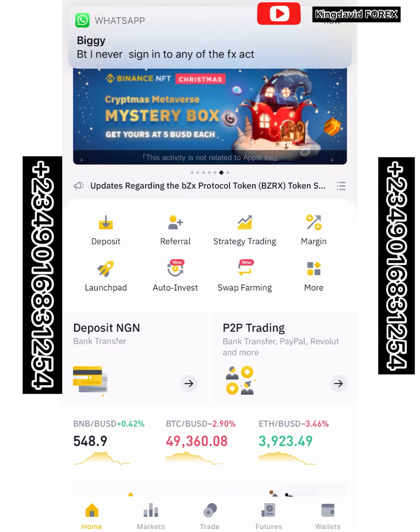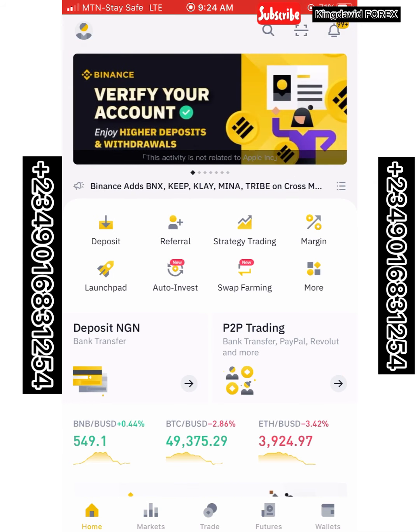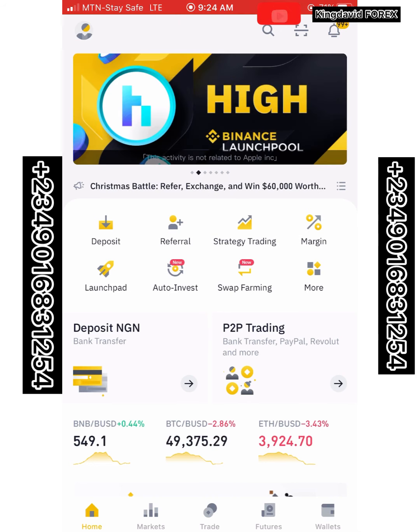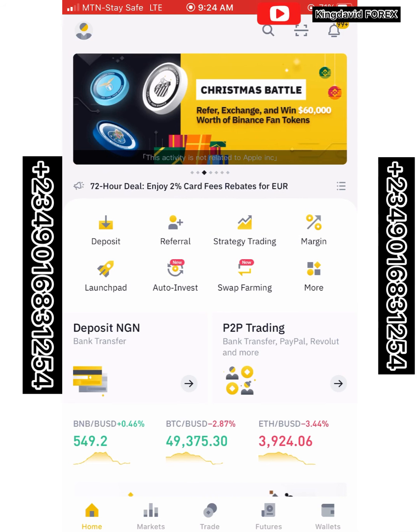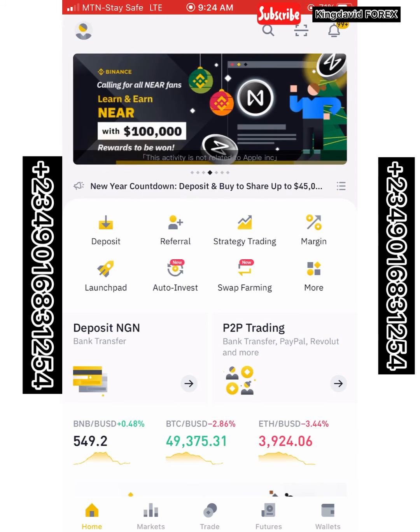Okay, what we're having today is very simple and very fast. It is how to trade futures contract on Binance mobile app. Most persons must have been hearing about futures and probably didn't know how to trade it on Binance. So this is what we'll be talking about today.